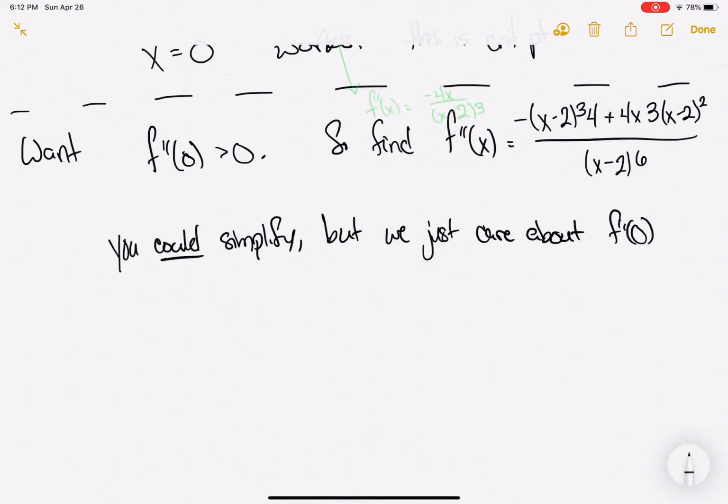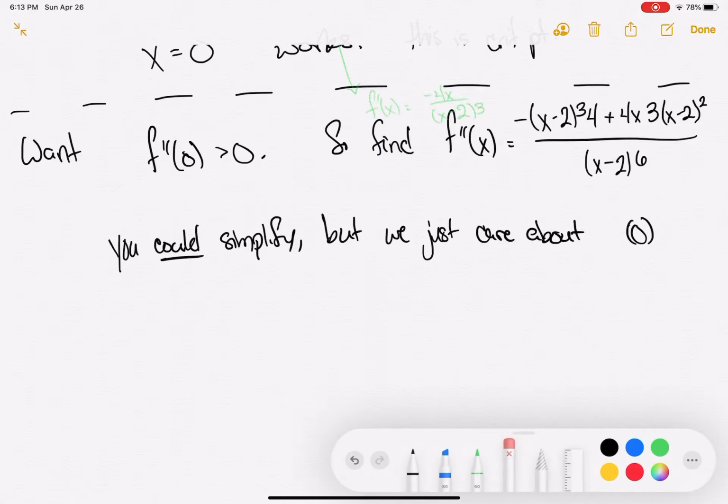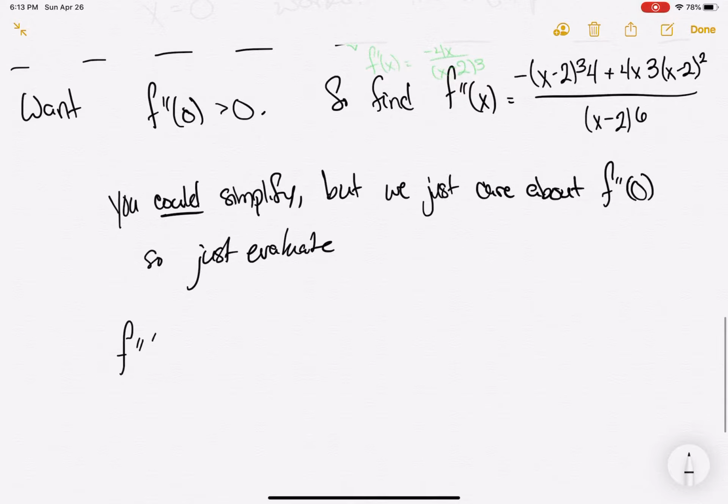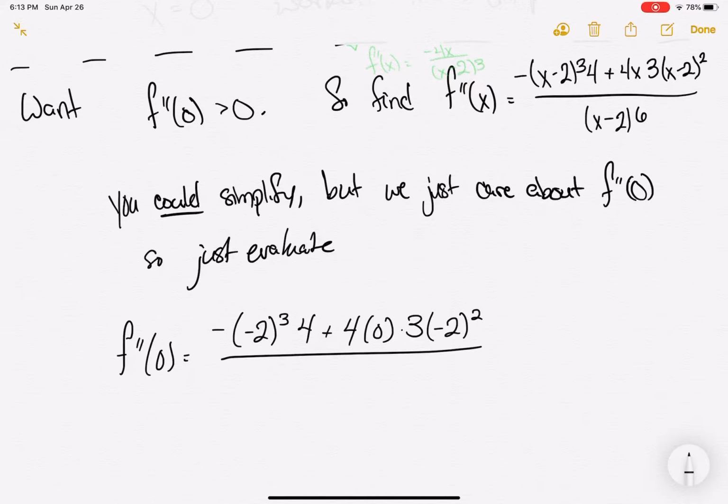F double prime of 0. Make sure that you can see what we're supposed to be doing. F double prime of 0, so just evaluate. F double prime of 0, by our definition above, is negative 2 cubed times 4 plus 4 times 0. That's going to be helpful, times 3 times negative 2 squared, all over negative 2 to the 6th.